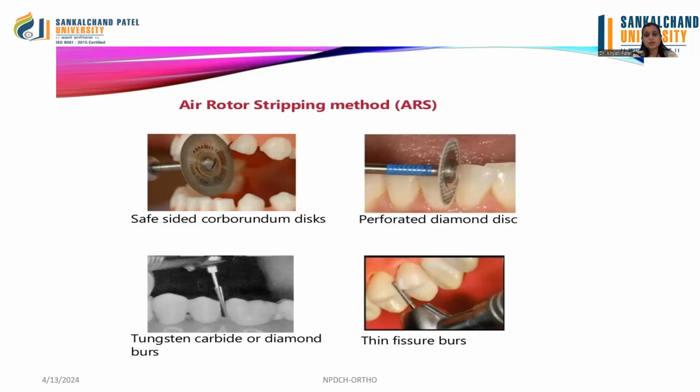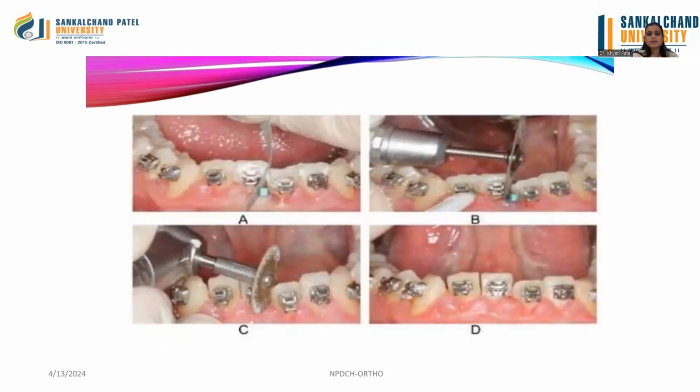This is also an efficient way, but it is a little bit faster. So we need to be careful while working with the diamond disc, tungsten or diamond burr, or thin Fisher burr. In this type of technique, when we are using an aerator, we need to be careful that we don't strip more than we require. So you can see in figure A, we generally prefer stripping with the strips.